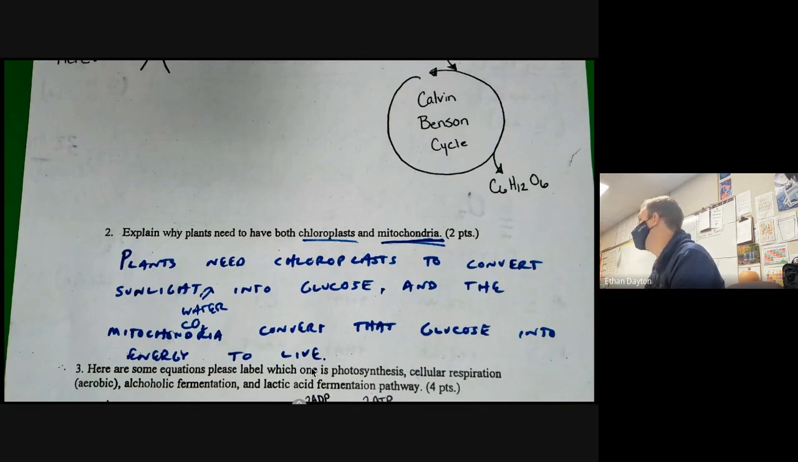So here's how you get 2 points. Something of that nature. Here's how you could get 1 point. Plants need to have chloroplasts to make their food. And maybe you forgot what mitochondria did. Or you could get 1 point for mitochondria. Plants need mitochondria to produce energy from their food. Okay, that would give you 1 point. You need both of these to have 2 points, right?